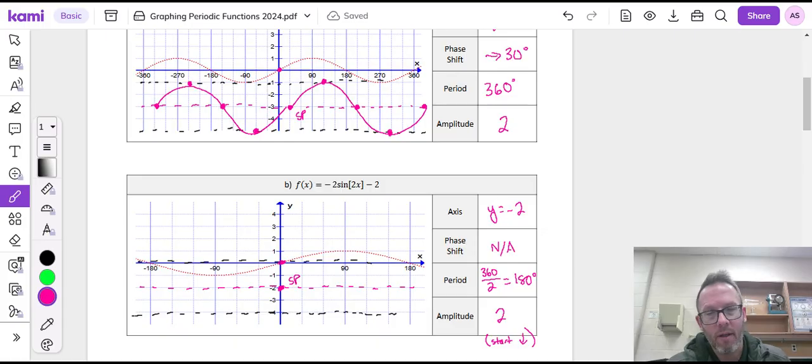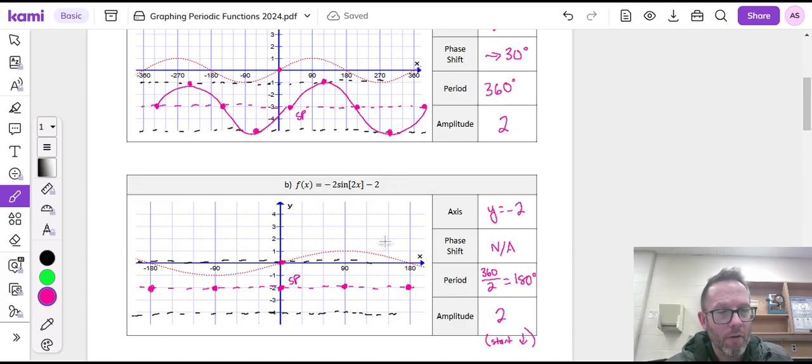Next, the period is 180 degrees. So I know that on my grid here, 90, 180. If I start here and go 180 degrees, I must come back to the same point. Same going the other way, 180 degrees this way. And with a sine function, I know that one complete cycle is 180 degrees. That means I'll come back to the axis halfway in between at 90, and halfway in between these guys here. And now I need to plot my max and mins.